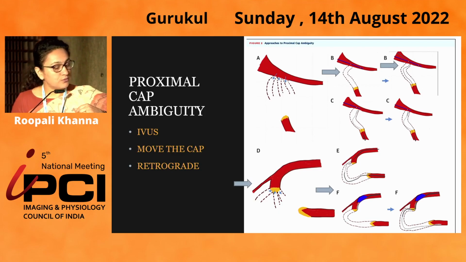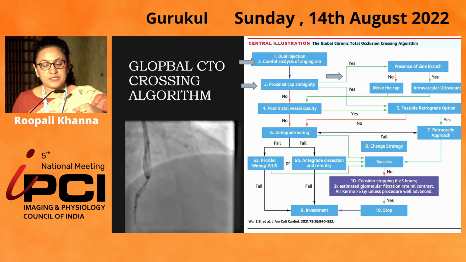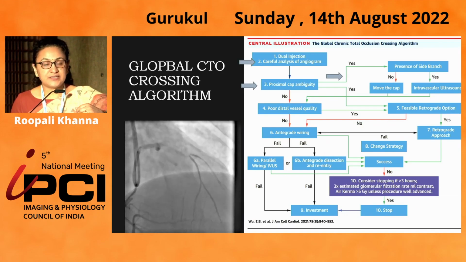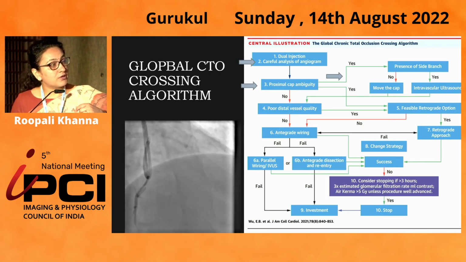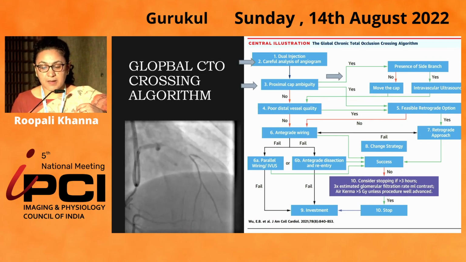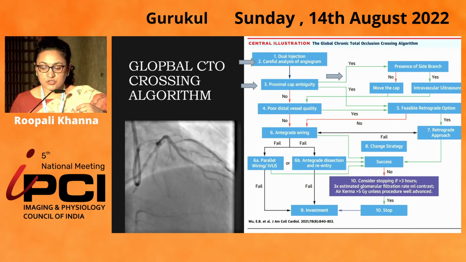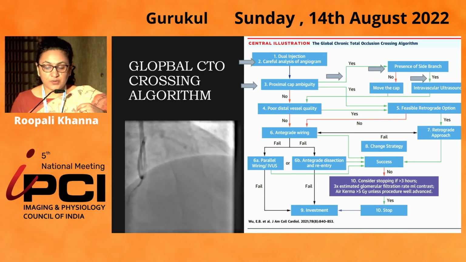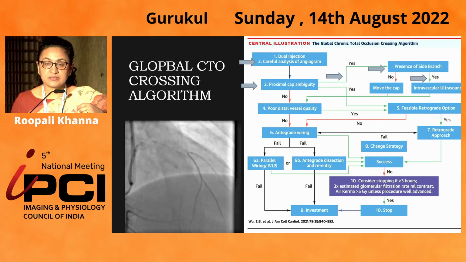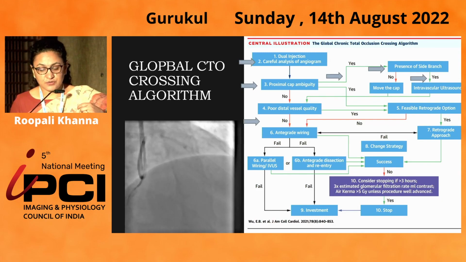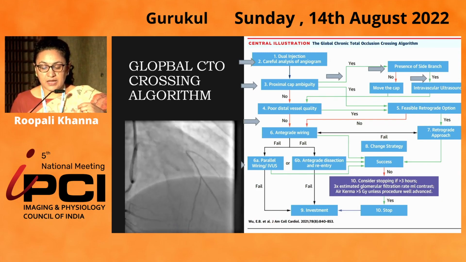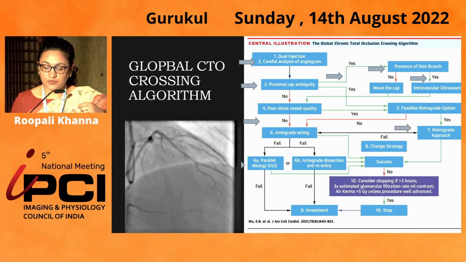So if we see the algorithm to open the CTO, first and foremost we have to do a dual injection, which we did in this case. We localized the proximal cap and the length. The proximal cap was ambiguous, with a big side branch. So accordingly, we can do intravascular ultrasound in these cases. If we are successful, it's good. If not, then antegrade wiring could be done, and if that is not possible, then go for a retrograde approach.